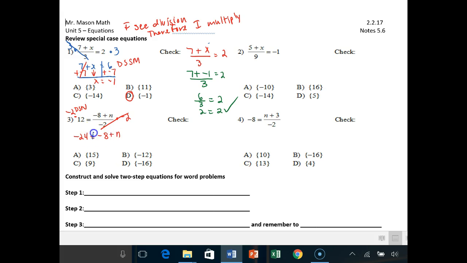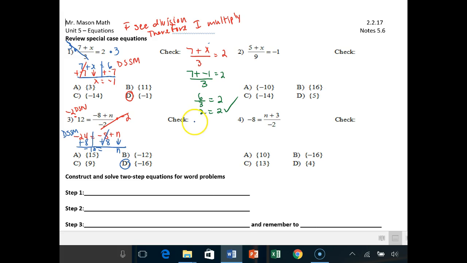This is a one-step equation, so I'm going to see my -8. I'm going to add 8 to both sides because I want that 0 in order to isolate the variable. I get n is equal to -24 plus 8, that's a different sign. Subtract, keep the sign that we have more of. So 24 minus 8 is 16, but since I have more negatives, it's -16.